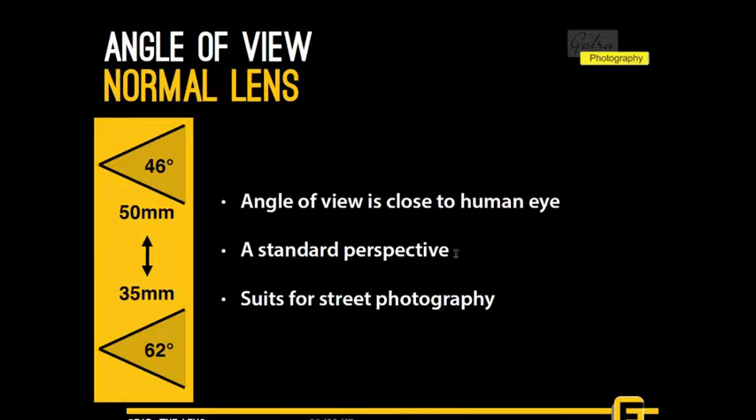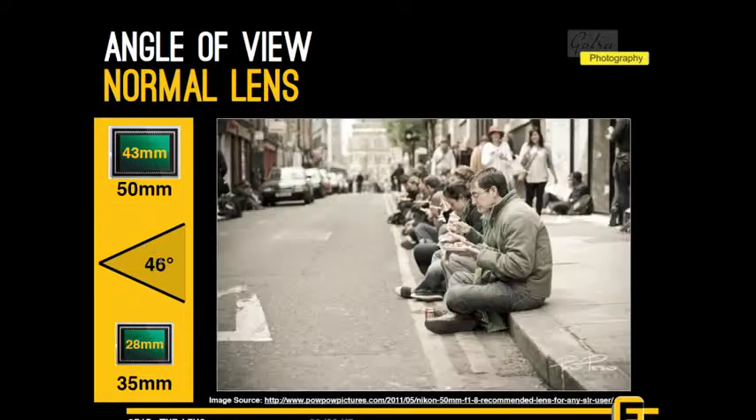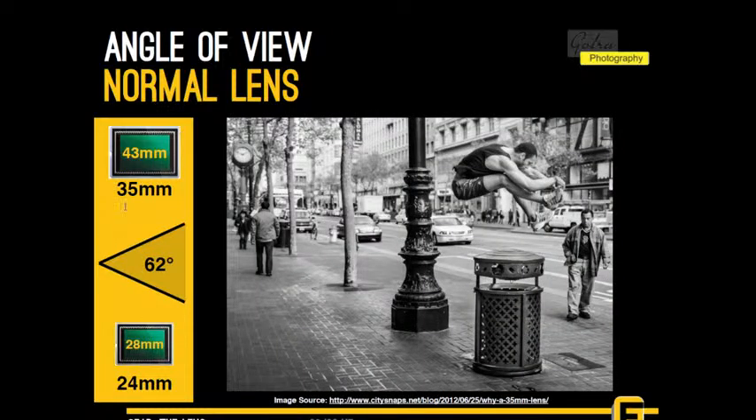Let's see more examples over here. So you have 46, you have 62. Now 46 is between 50 mm and 35 mm. It can be 40, it can be 45, something like that. 24 to 35 mm is 62. It can be 25, 26, 27, and keep on going.